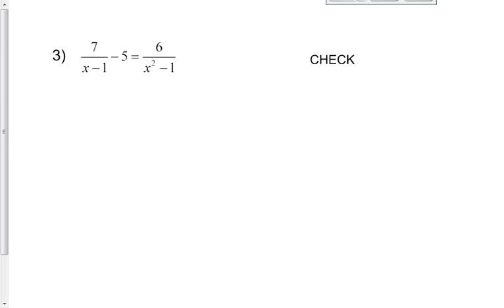All right, our last one, 7 over x minus 1 minus 5 equals 6 over x squared minus 1. Now before I pick out a common denominator for this, I need to factor this right-hand side. X minus 1, x plus 1, difference of two squares. So now when I pick my common denominator, I've got a quantity of x minus 1. I need to use that. That's a matching quantity. And I've got another quantity of x plus 1.